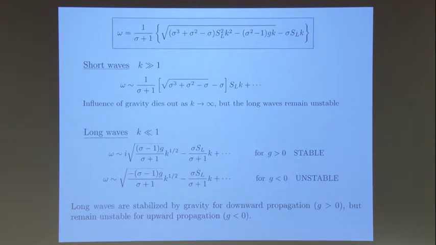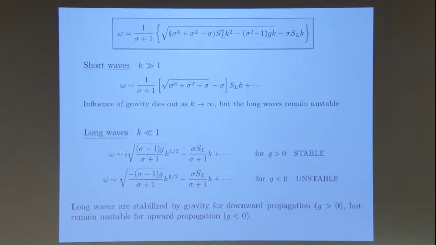What does it do? So on the short wave, which is k very large, this term here with gk is negligible compared to the k square because it's linear. And if it's negligible, you obtain exactly the Darrieus-Landau result. So short waves are really not affected by gravity. The influence of gravity dies out as k becomes large.